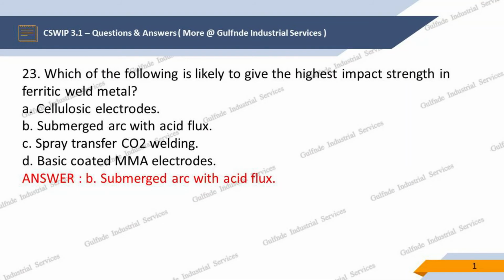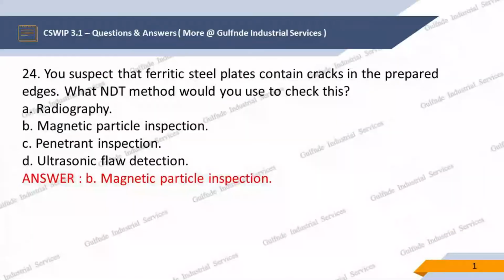Question 23. Which of the following is likely to give the highest impact strength in ferritic weld metal? Options are: A. Cellulosic electrodes, B. Submerged arc with acid flux, C. Spray transfer CO2 welding, D. Basic coated MMA electrodes. Our answer is B. Submerged arc with acid flux.